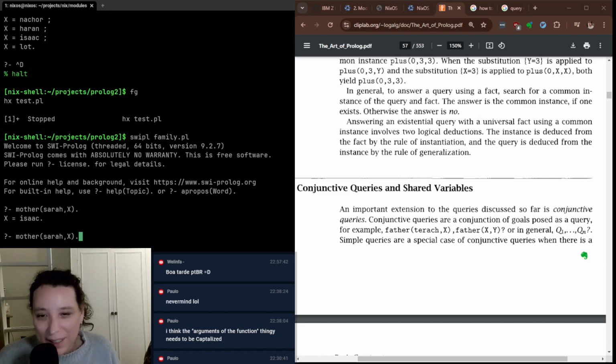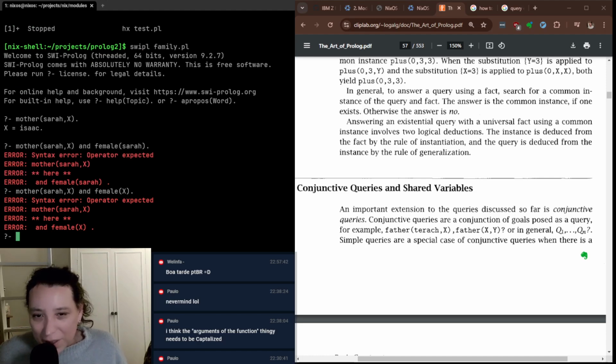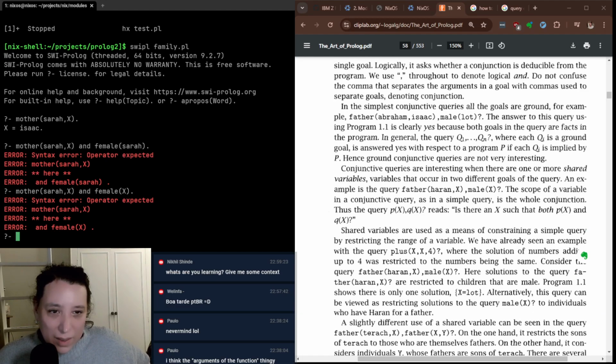And I wish I knew how to say and, but I don't know the syntax for this. I don't know how to say and, but that would be kind of cool too. Or we can say female X, right? Does she have a daughter, basically, is what this is saying, right? But I don't know how we say that yet. Maybe they should update this. So, oh, query comma. Looks like maybe it's a comma.